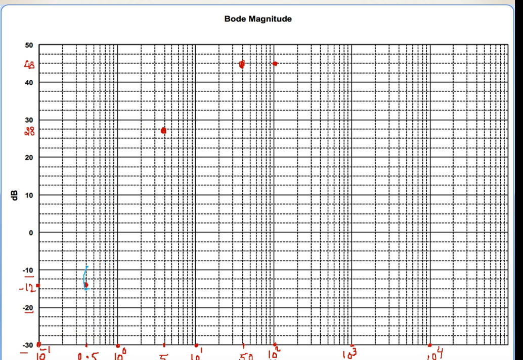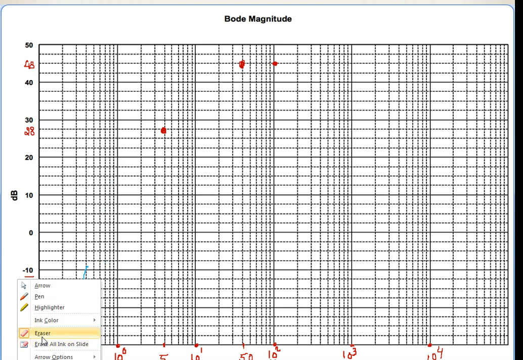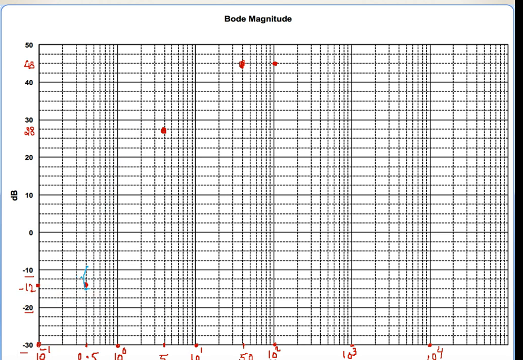Join all the points with straight lines. So I am trying to draw the straight line.